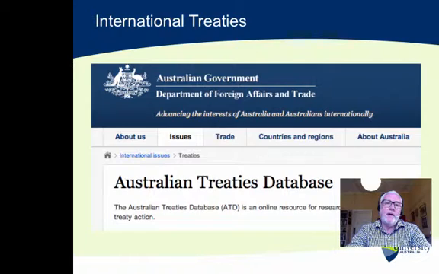International treaties, again there's a database. This is an extract from the Australian Government DFAT page where you can click on and search the online database of these treaties, and I think you should. It's probably worth your while to have a look and see what sort of treaties are out there.